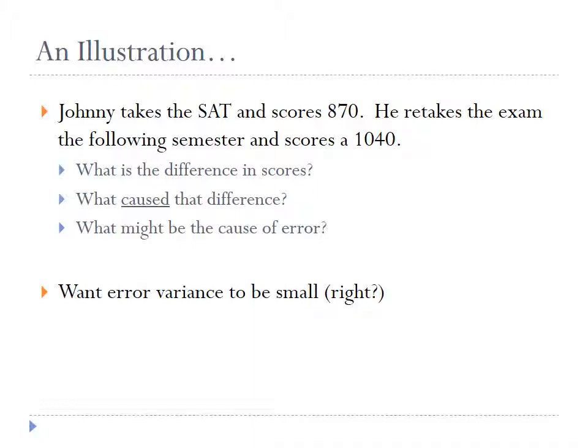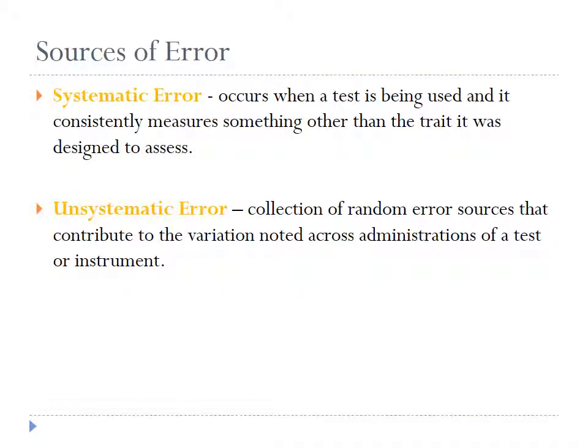Let's look at some applications here. This error that we've been talking about can be described in two different ways: systematic and unsystematic error. Systematic error occurs when a test is used and it consistently measures something other than the trait it was designed to assess.